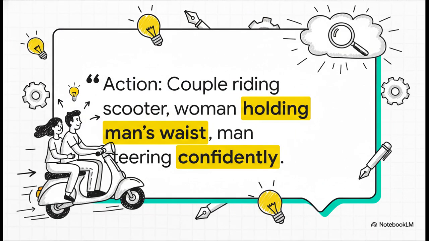Ooh, this is so important. A great prompt doesn't just describe a static picture. It actually directs a story. We don't just see a couple on a scooter. No, we get a specific action. She's holding his waist, and he is steering confidently. Those little details imply a whole relationship, a narrative. It breathes life and emotion right into the image.